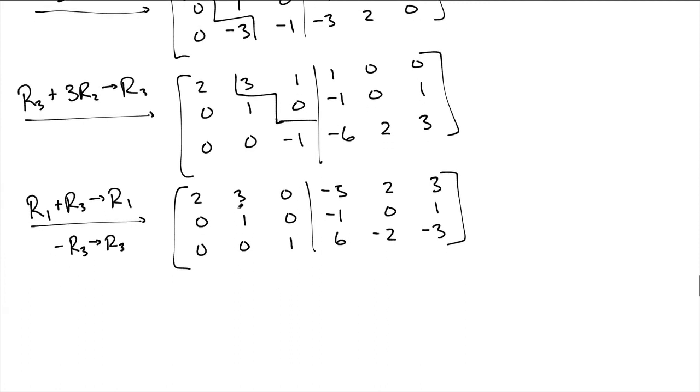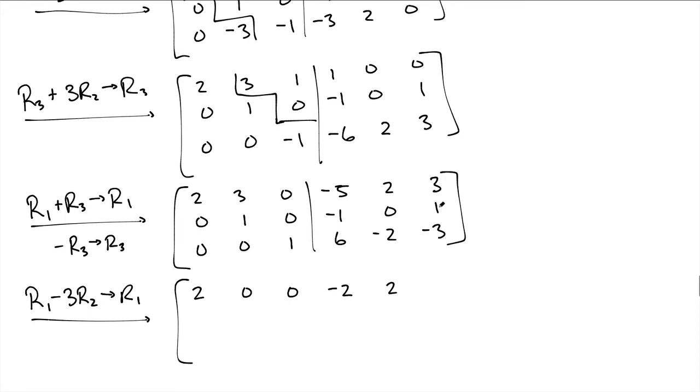Okay, we can also get rid of this 3 by subtracting 3 of row 2. So row 1 minus 3 times row 2 will be our new row 1. So 2 minus 0 is 2. 3 minus 3 is 0. 0 minus 0 is 0. Negative 5 minus negative 3 is negative 2. 2 minus 0 is 2. And 3 minus 3 is 0. And my second row stays the same, and my third row stays the same.